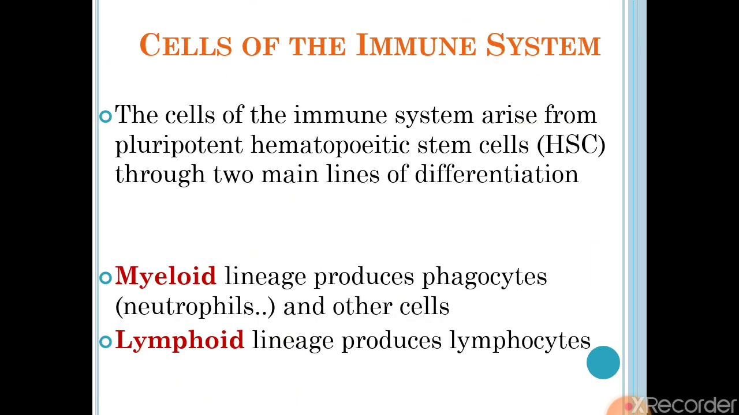Now, the cells of the immune system arise from pluripotent hematopoietic stem cells through two main lines of differentiation. So, the differentiation is because of two lineages. One is called the myeloid lineage, which produces phagocytes like neutrophils and the other cells. Now, the lymphocytes are produced by the lymphoid lineage.